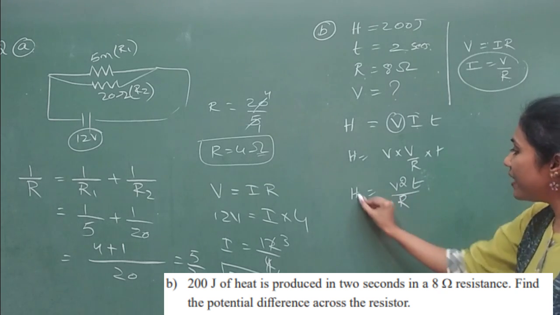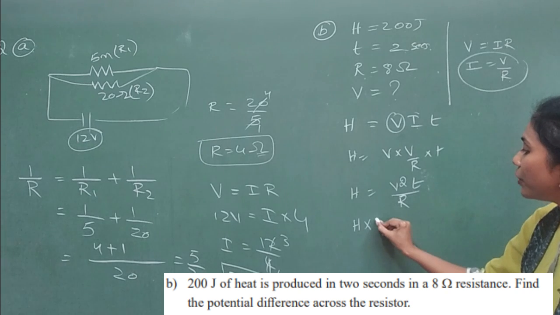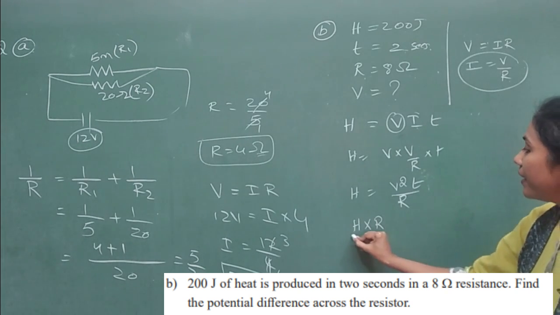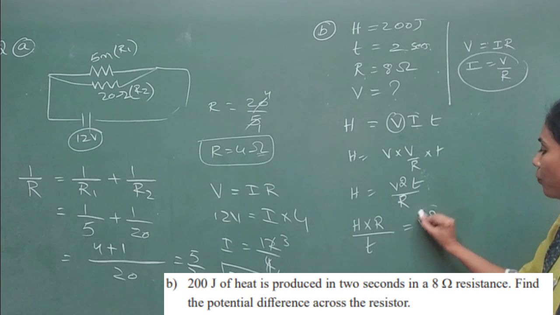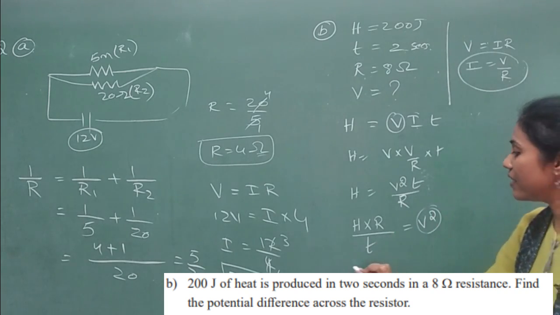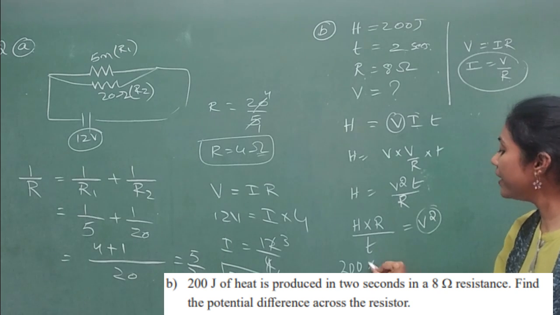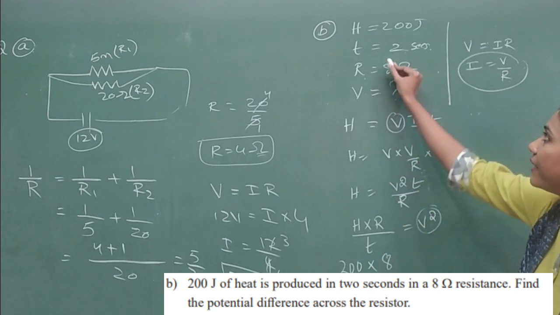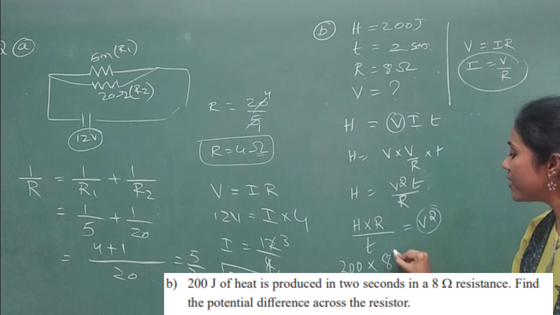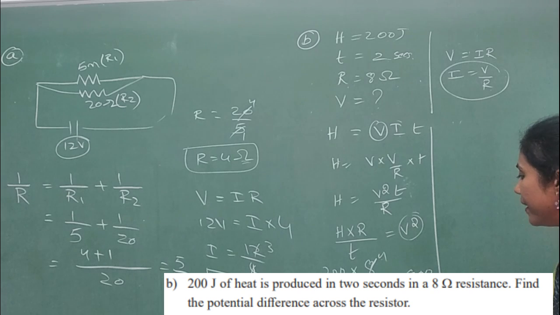Okay, so just rearrange the formula. If it goes to this side, you will get H into R divided by T will give you V square. You want to find out V. All these are given, so just substitute. H is 200 joules into R. R is 8 divided by T. T is 2. So 2 ones are 2, 2 fours are 8. You will get here 800.